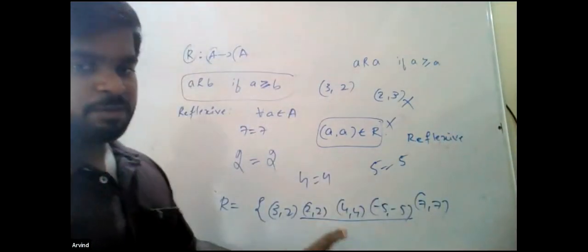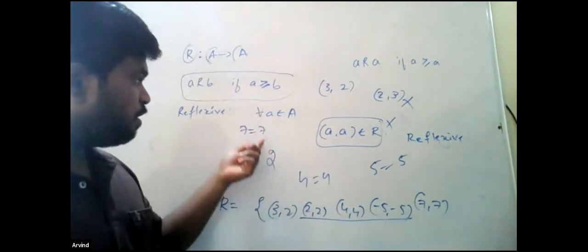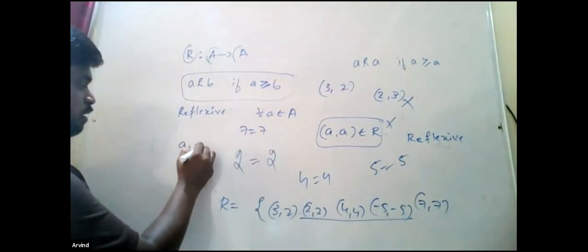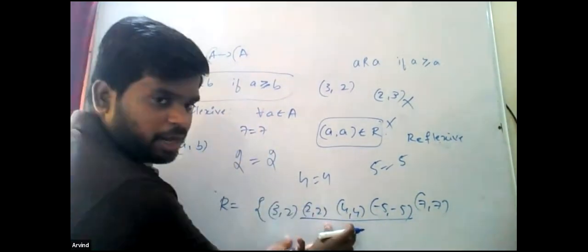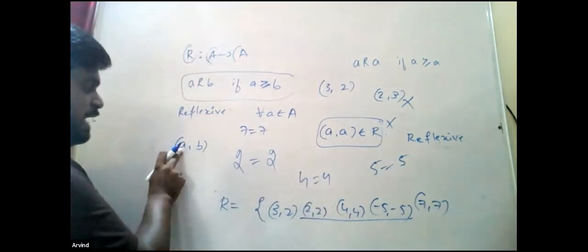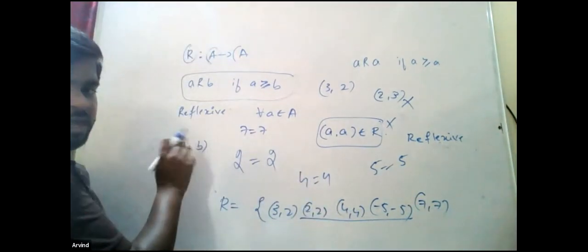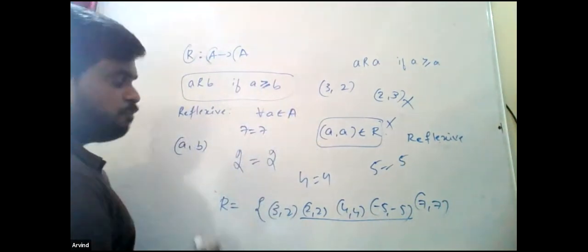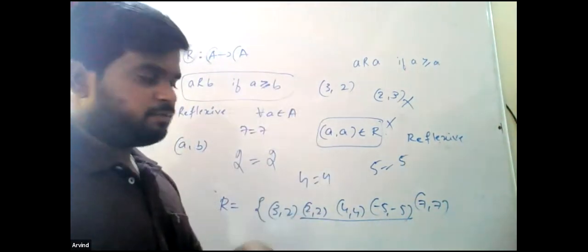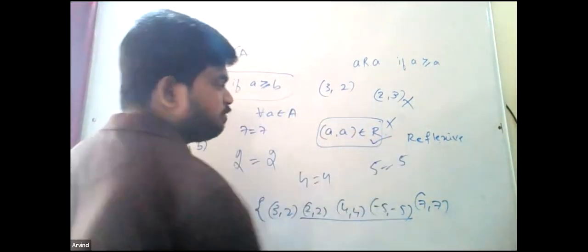See, if you want to write an ordered pair A, B in the relation R, what should A be? A should be equal to B or greater than B. We know that every element is equal to itself. So A, A belongs to R, reflexive.